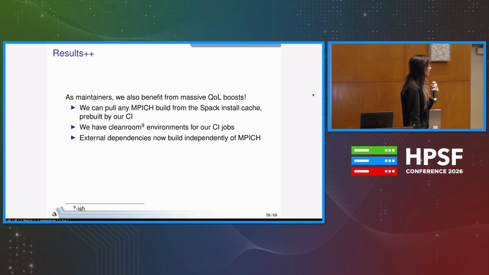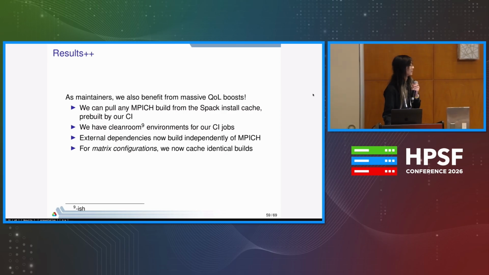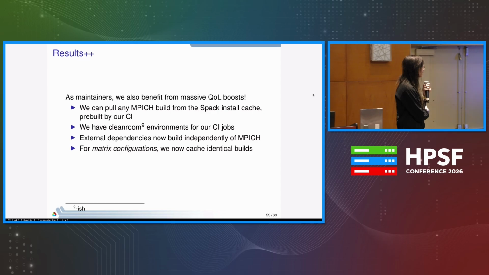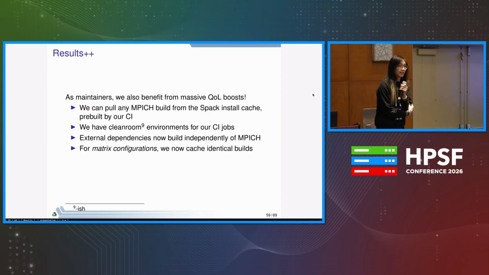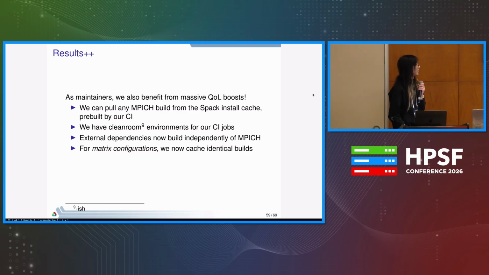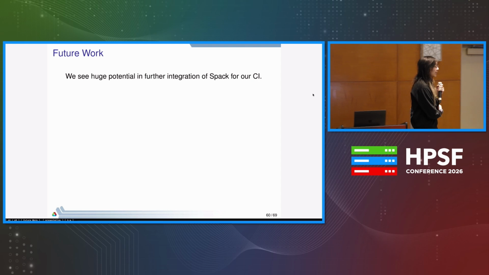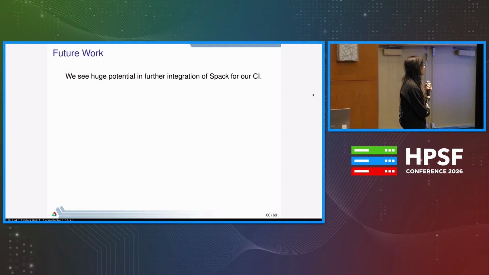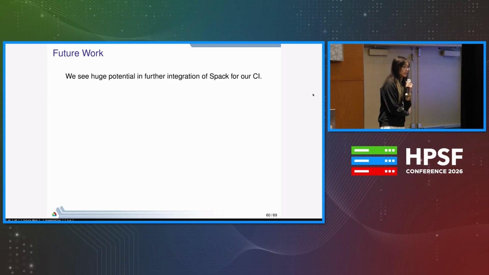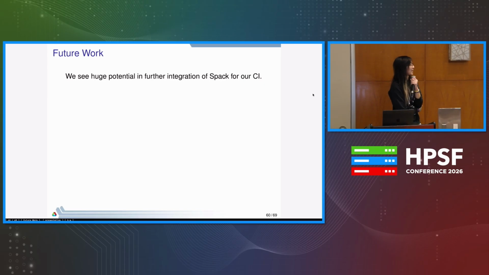Obviously, external dependencies are now built independently of MPICH, which really provides that speedup. And then, yeah, for matrix configurations, the identical configurations are now cached, and that also means that we save a significant amount of runs that would have been done excessively, which is great. And so we see really big potential in integrating Spack for our CI use. I think this really parallels what people are doing in industry, adopting Nix and uv and other similar package managers that provide all this aggressive caching functionality.